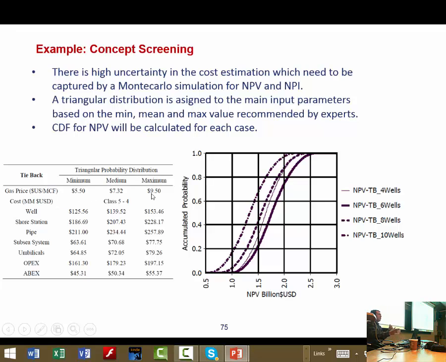For example, assume that you take numbers from 10 different resources, and you can calculate the mean value, median value, minimum value, and maximum value. Then you assign a triangular shape distribution to each of these costs. So this median is basically the mode. Yes, the mode value, and you assume it's in the middle because you don't know anything.